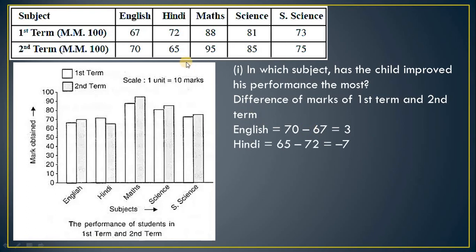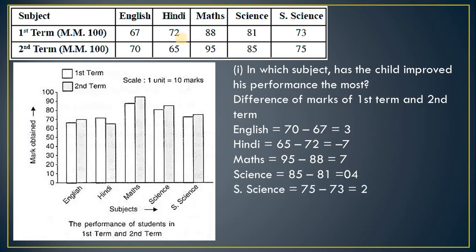Second, Hindi. You do that subtraction directly from here also. So performance is going down, so minus 7 marks difference is there. Math, performance is increasing, 7 marks. Next are science and social science. You just do the difference, and on that basis you can calculate the answer. So in which subject has the child improved his performance most? Clearly in math. So our answer is math.